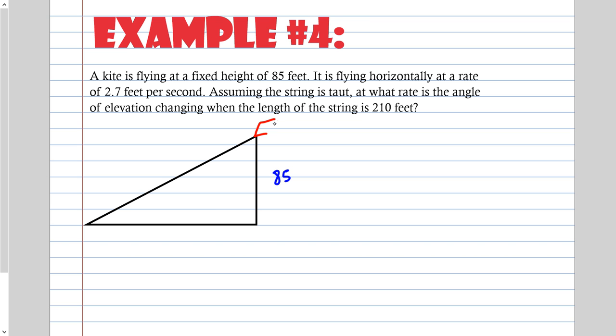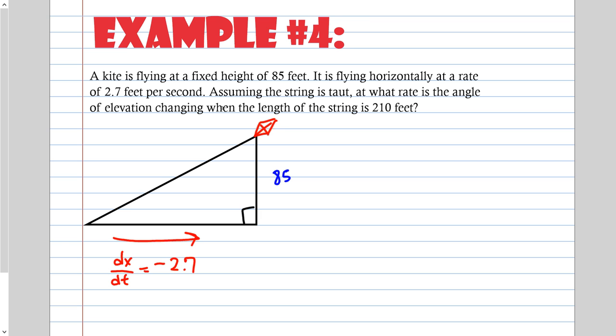So here's the kite. Okay? And it is flying at a rate that is horizontal. So this way. And this rate, we're going to call this dx dt. It is 2.7, but of course it's making this side smaller, so negative.